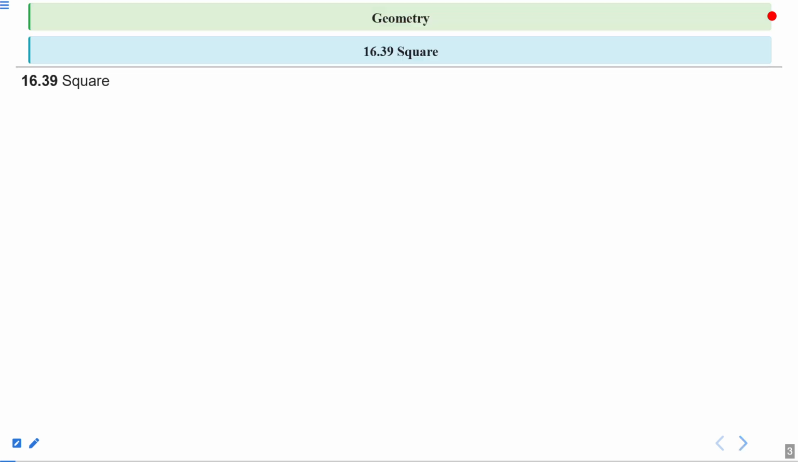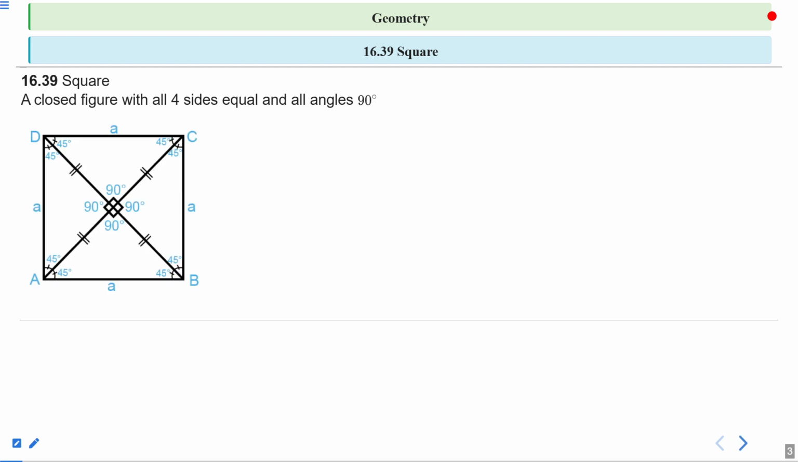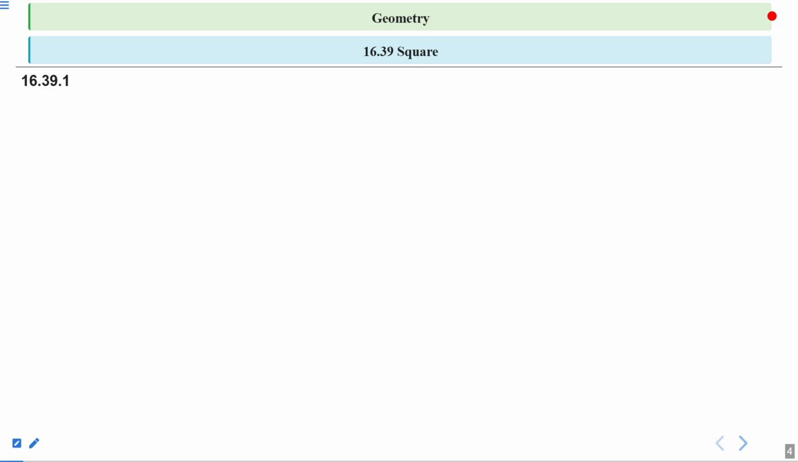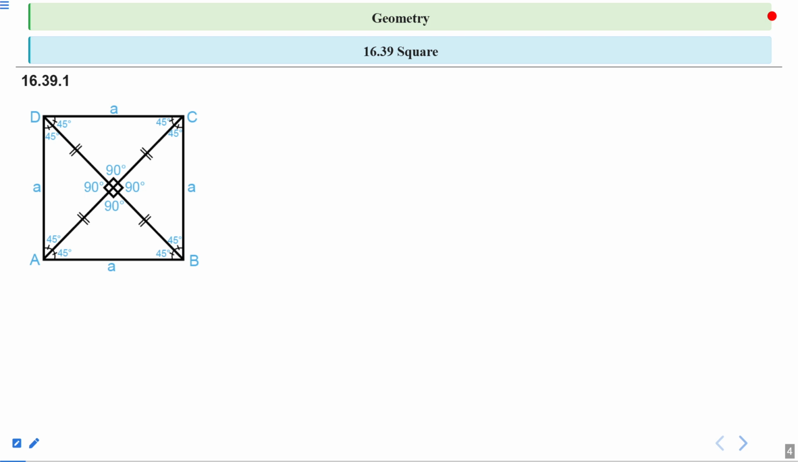Now see the square. A square is a closed figure with all four sides equal and all angles 90 degrees. So this is the diagram of the square. Next is 16.39.1 of the square formula. This is the diagram of the square, and we can say that the area is d square by 2.